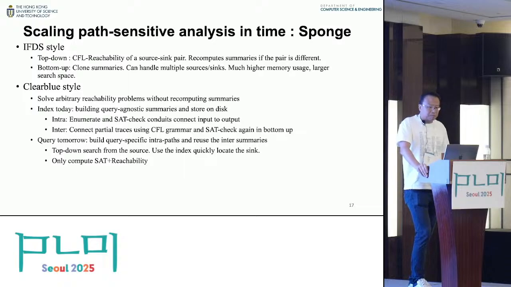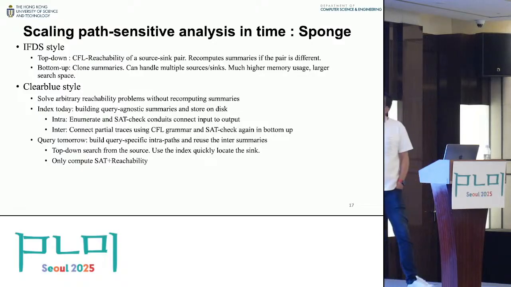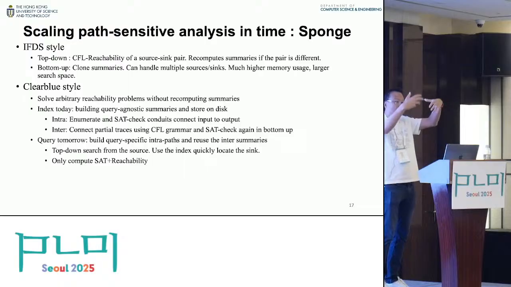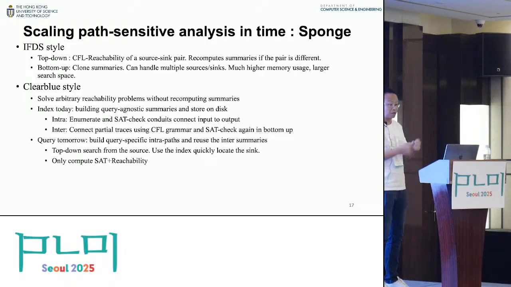In the earlier work we saved space, now we try to save time, right? So how do we save time? In the old IFDS problem solving, basically there are two approaches, right? One is the CFL reachability, where you go from top to down, and the downside is every time your query changes, your summary has to be recomputed, although you only traverse the part of the graph that's relevant.